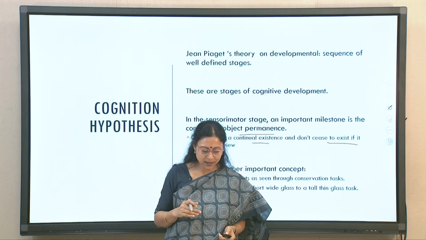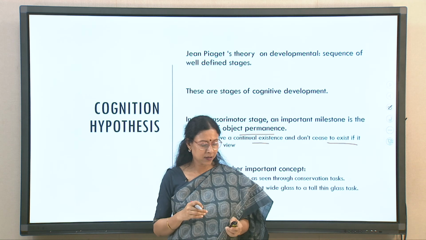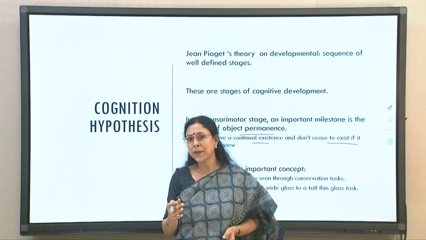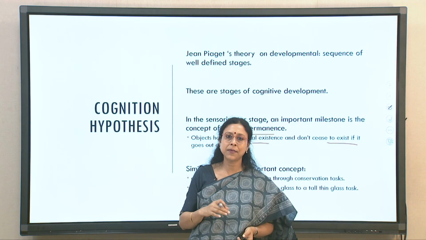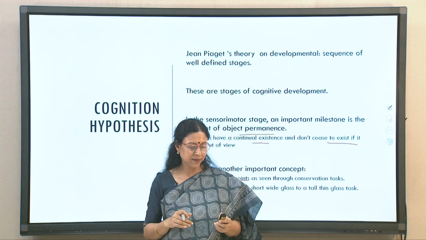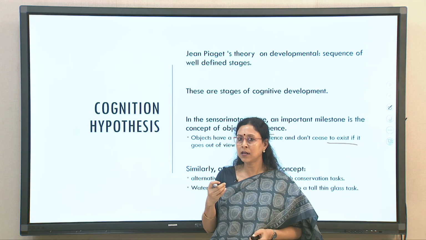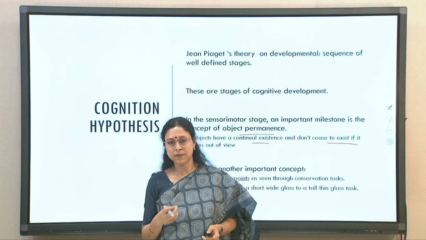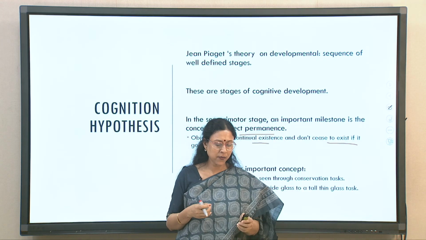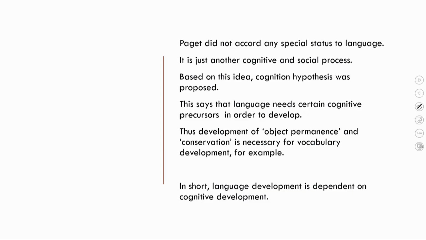In fact, there are many videos on YouTube and other places where you will see that Starbucks does this exact trick. Their medium glass and bigger glass actually play on this particular kind of dimension. So, these are two important concepts that children acquire in early childhood, the idea of object permanence and the idea of conservation. Based on this, the idea that language development actually needs these important milestones to be achieved, the cognition hypothesis was put forward. So, the idea is that language needs certain cognitive precursors in order to develop.